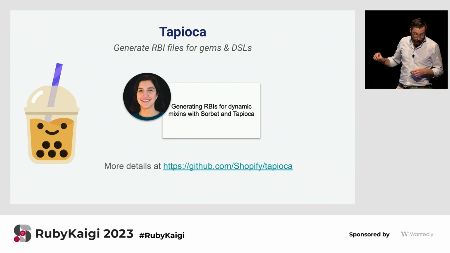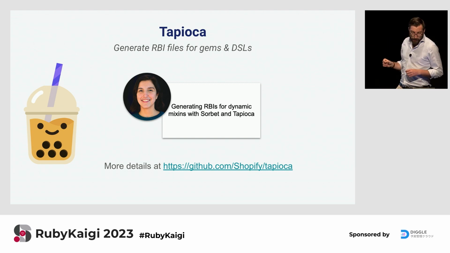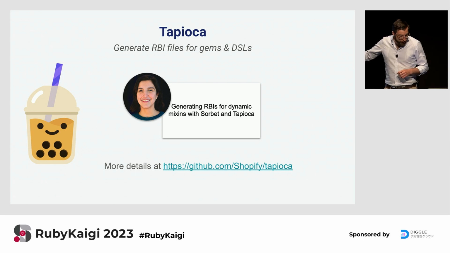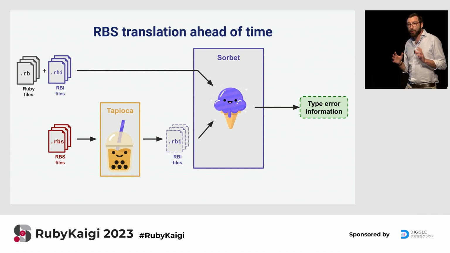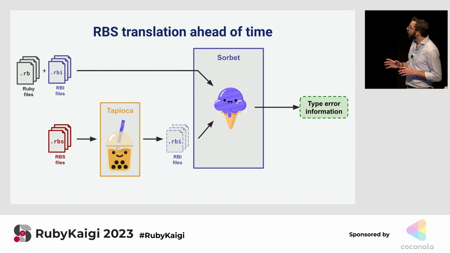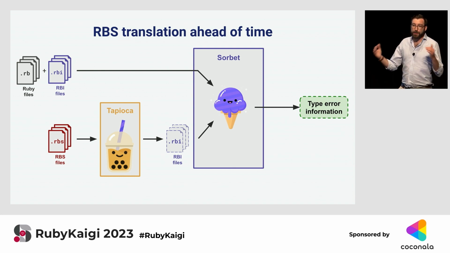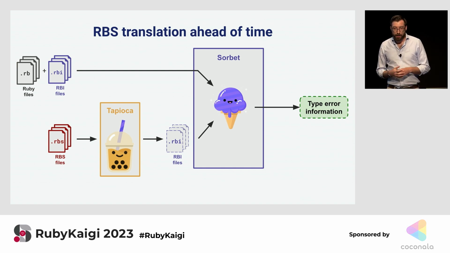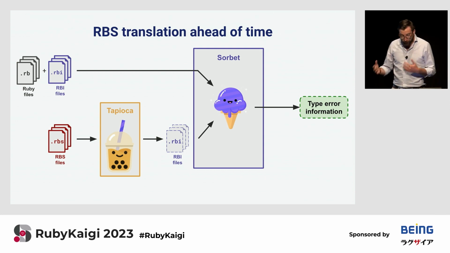If you haven't seen this amazing talk from my colleague, Emily, on generating RBIs for dynamic mixins with Sorbet and Tapioca, previously, I think it was the first day, I invite you to see it, or just look at the README file of Tapioca. And the idea is to perform RBS translation ahead of time. We're going to feed the RBS files to Tapioca. Tapioca is going to translate them as RBI files. And then at type checking, we're going to feed all those RBI files and the Ruby files of our application to Sorbet to get the type error information. That means that Tapioca can use the official RBS parser, no duplication. And that means we can do the translation only once, no need to redo it for every type checking.